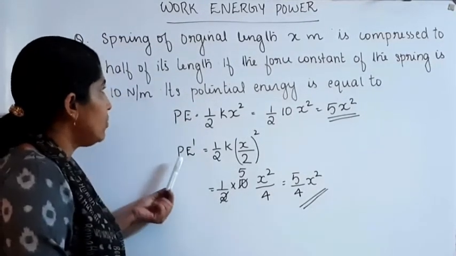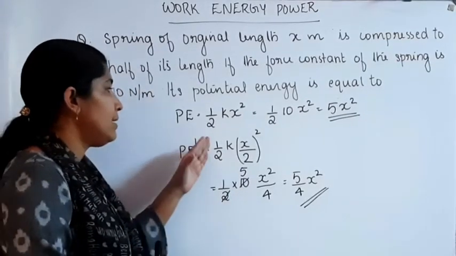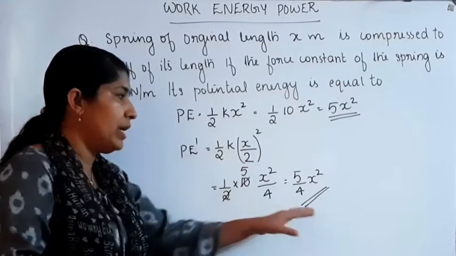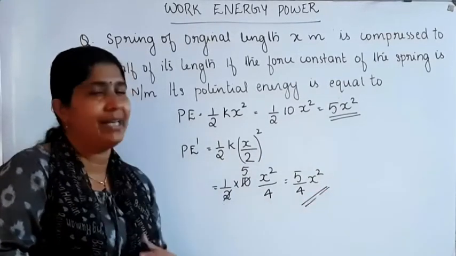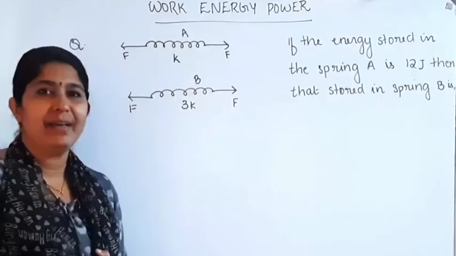Potential energy when the spring is compressed to half of its original length can be written as half k into x by 2 the whole square. It's equal to 5 by 4 x square. Okay, this is the new potential energy.